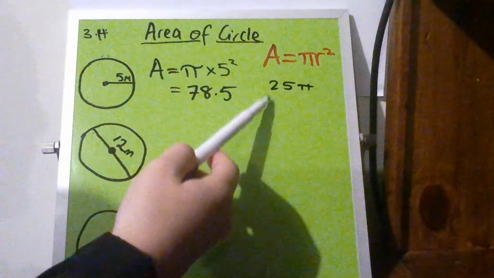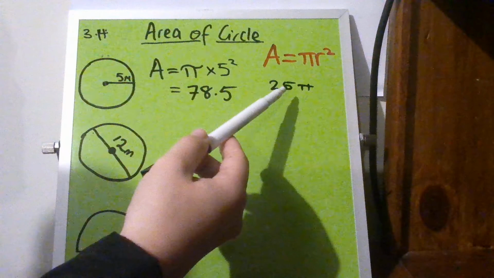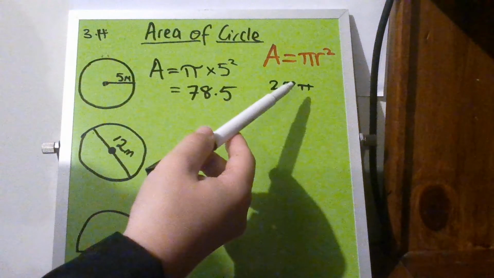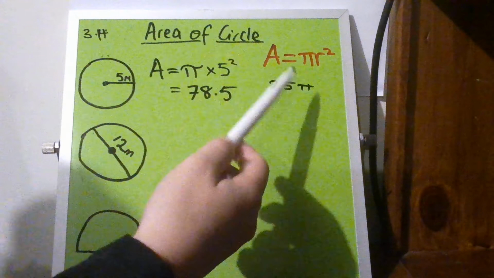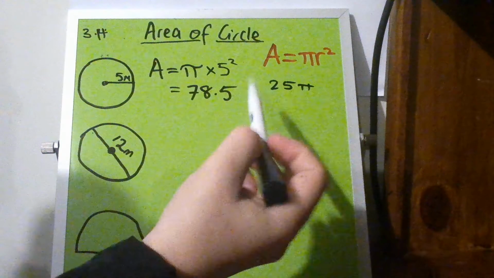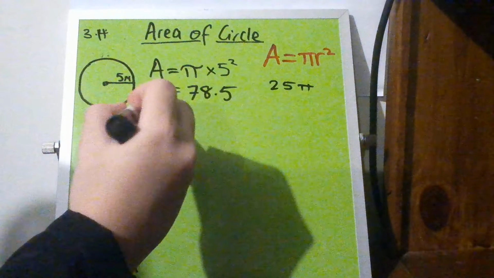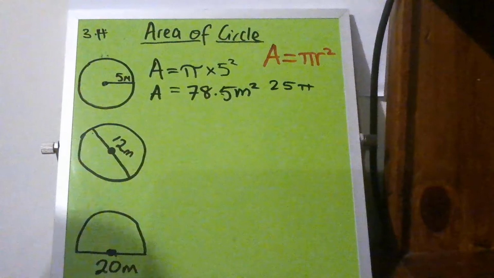Sometimes people want an exact answer, and it's impossible to write anything that you've multiplied by pi exactly. It's an irrational number, it goes on forever. So if we want an exact answer, we have to use the pi symbol in the answer. So A for this one is 78.5 square meters.